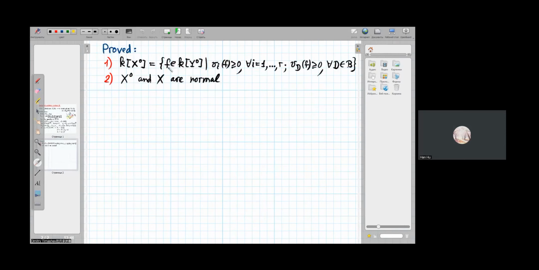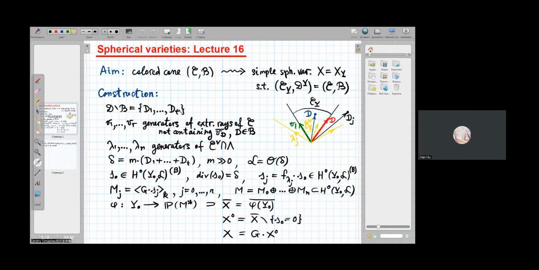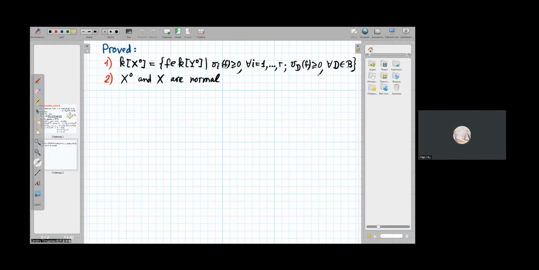This means that F has a B-stable divisor of poles. And yet other conditions are that the valuations corresponding to the generating vectors of the cone C, these vectors V1, ..., Vr, and the vectors V_D bar, where D ranges over B, all take non-negative values on F. So this is the description of the coordinate algebra of X upper knot, which we obtained.